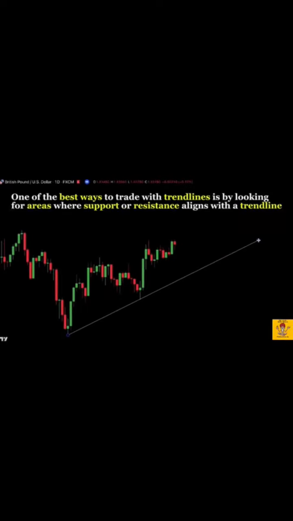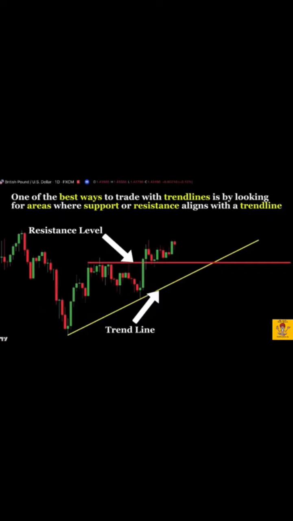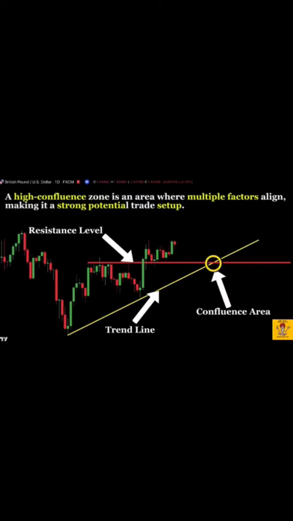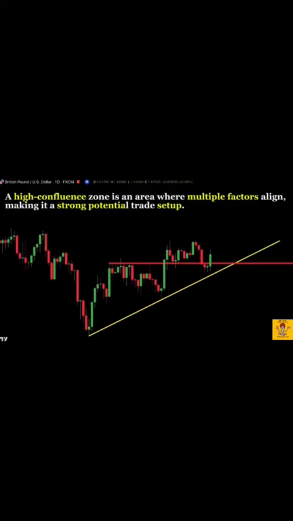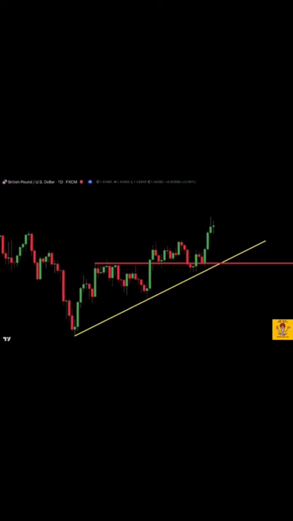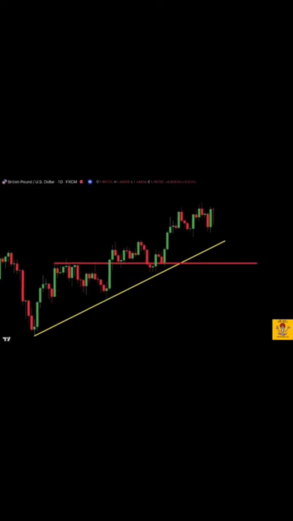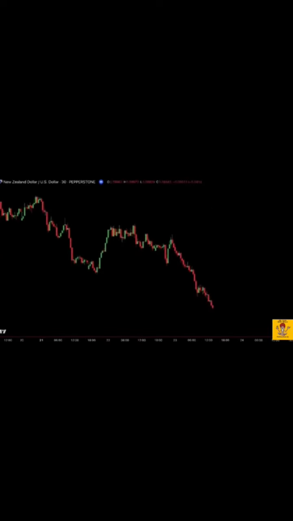One of the best ways to trade with trend lines is by looking for areas where support or resistance aligns with a trend line, also known as high confluence zones. A high confluence zone is an area where multiple factors align, making it a strong potential trade setup. These are areas where many traders are watching, leading to higher trading activity and potentially stronger price reactions. Let's walk through a real example to see how trend traders use trend lines and confluence for high probability trades.